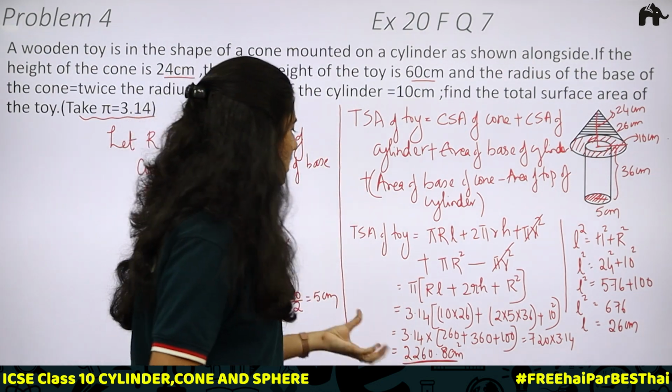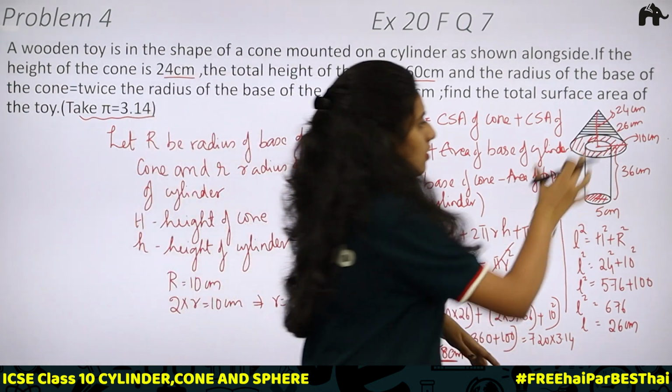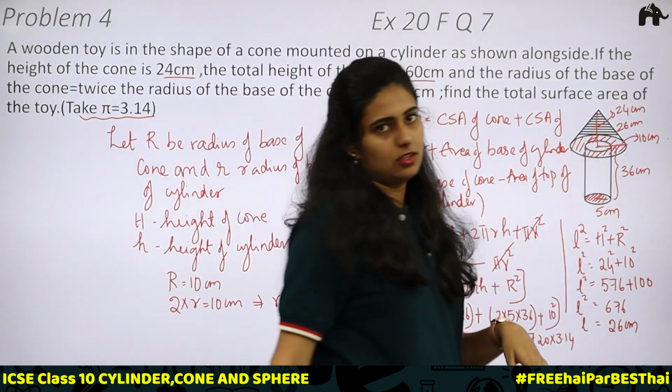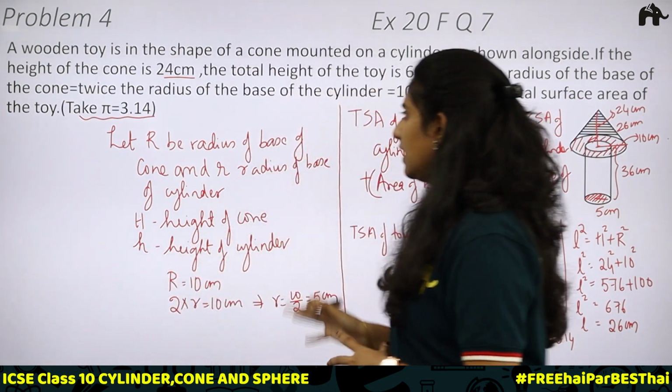Clear? How to find the total surface area of the toy? You should know which are the areas that are included and which should be excluded. Okay, then we will be able to find the area.